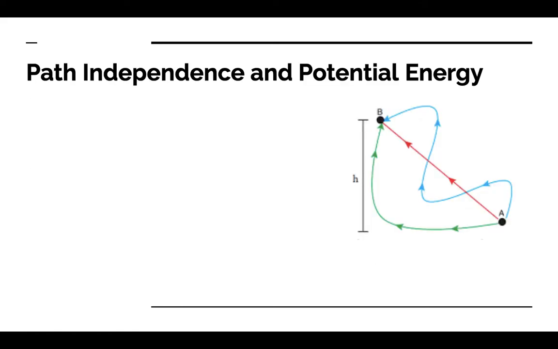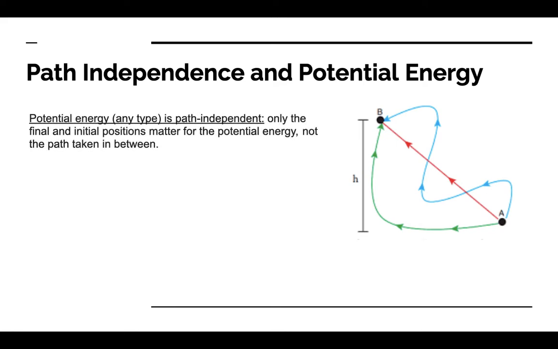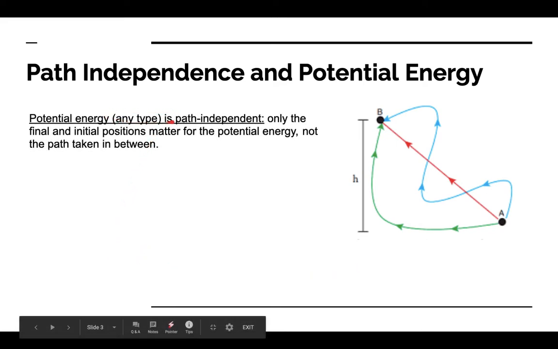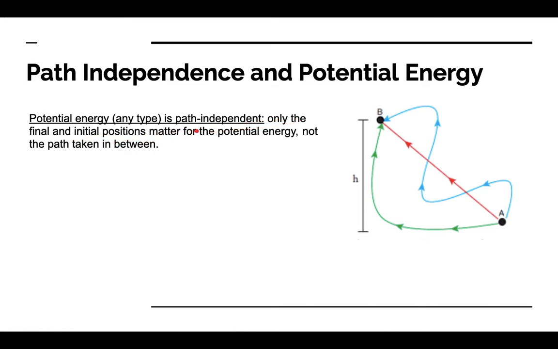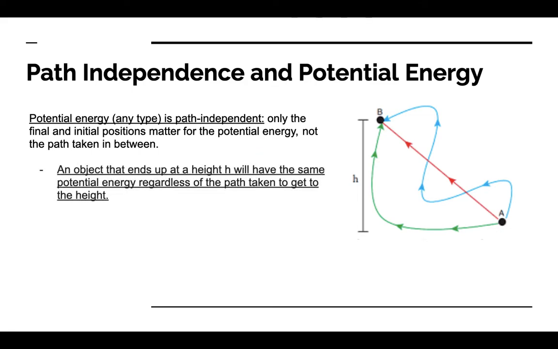So the big thing with potential energy is that potential energies, whether gravitational or otherwise, possess a quality known as path independence. So potential energy of any type is path independent, meaning that only the initial and final positions matter for the potential energy, not the path taken in between to get from the initial to the final position. As an example, an object that ends up at a height h will have the same gravitational potential energy regardless of the path taken to get to the height.